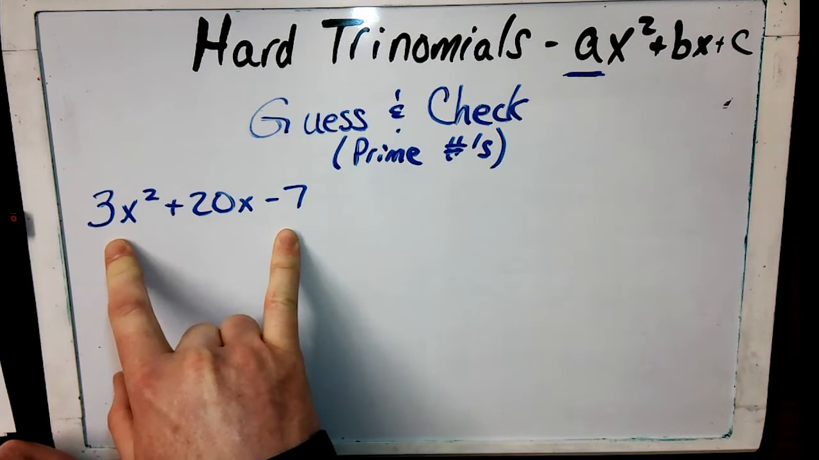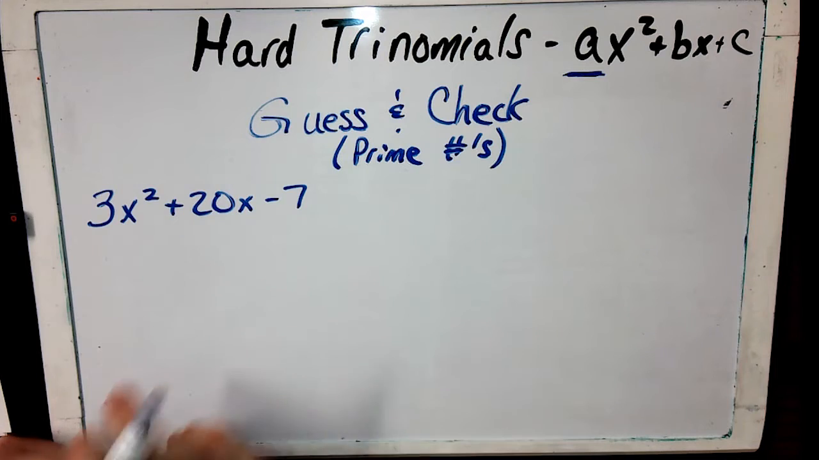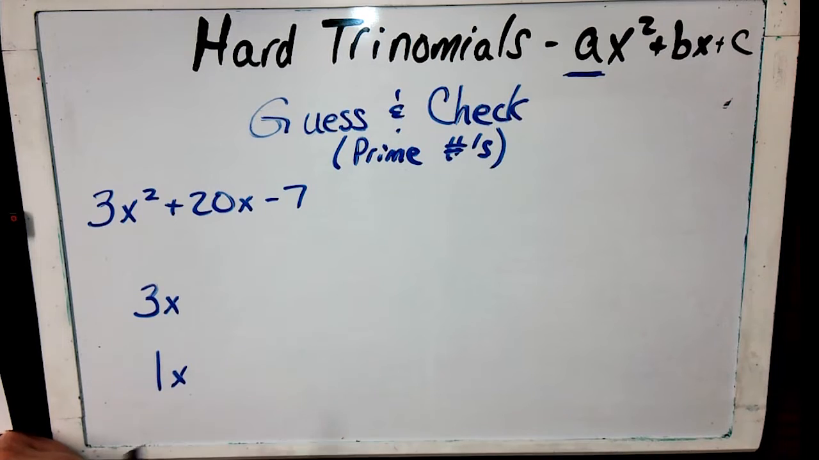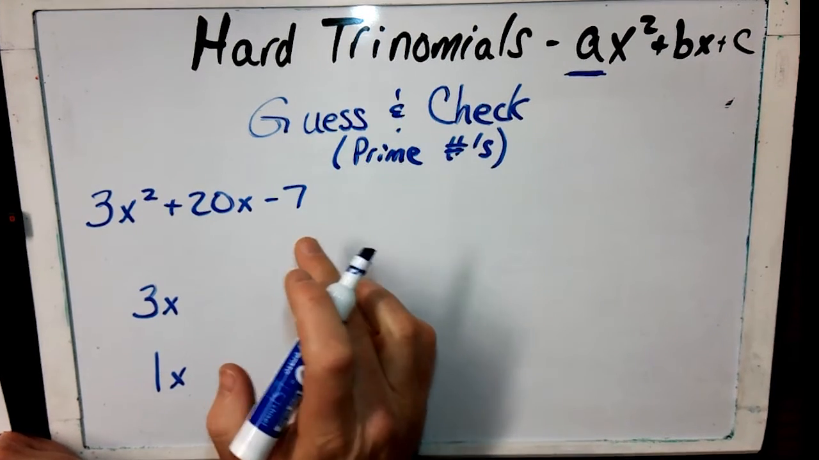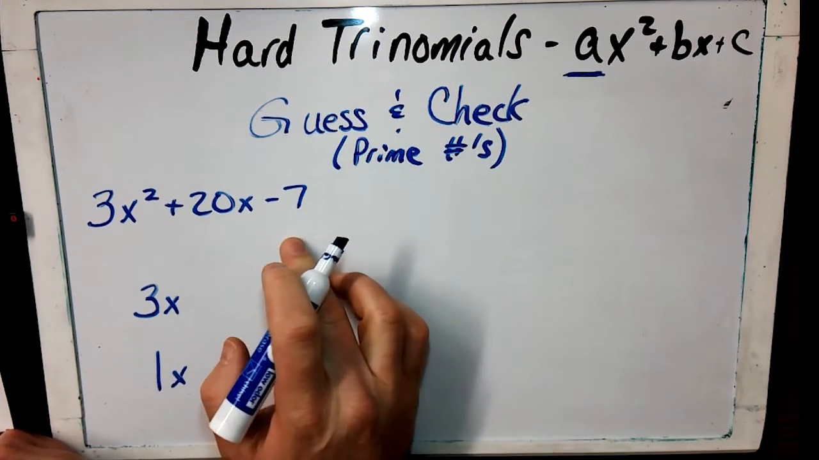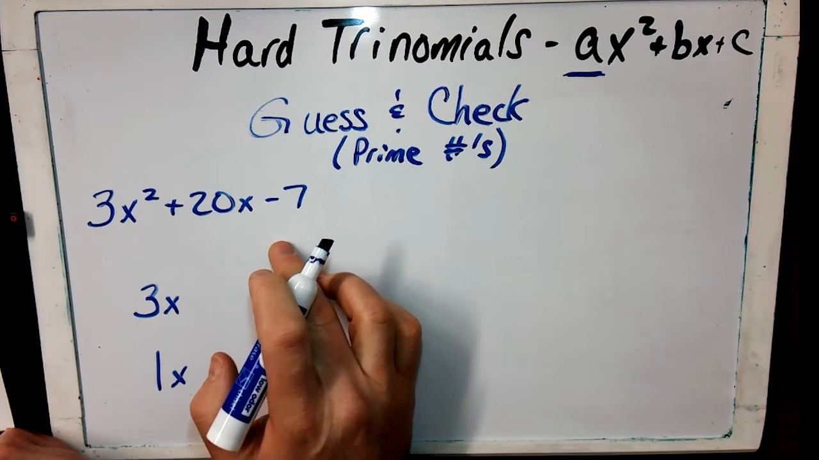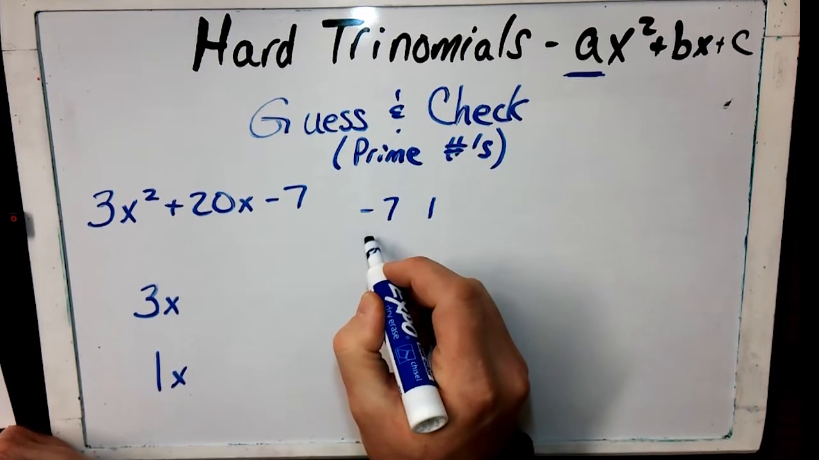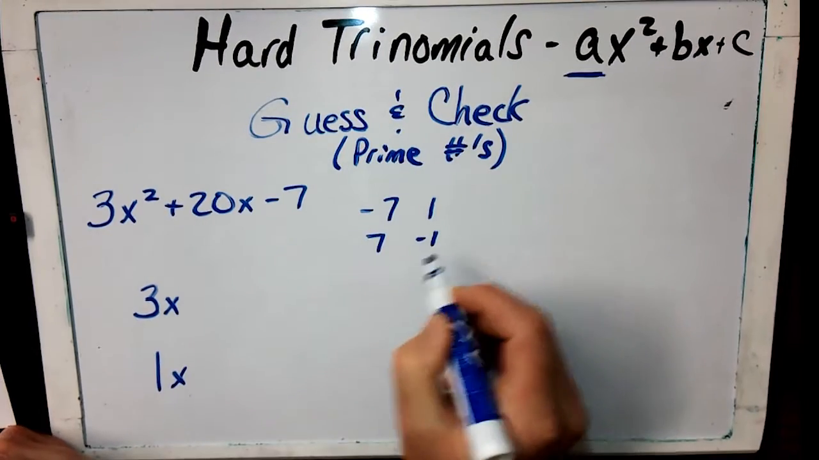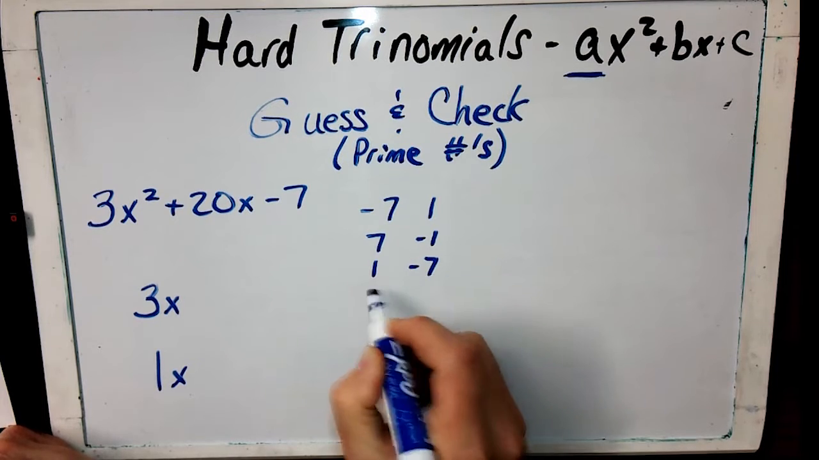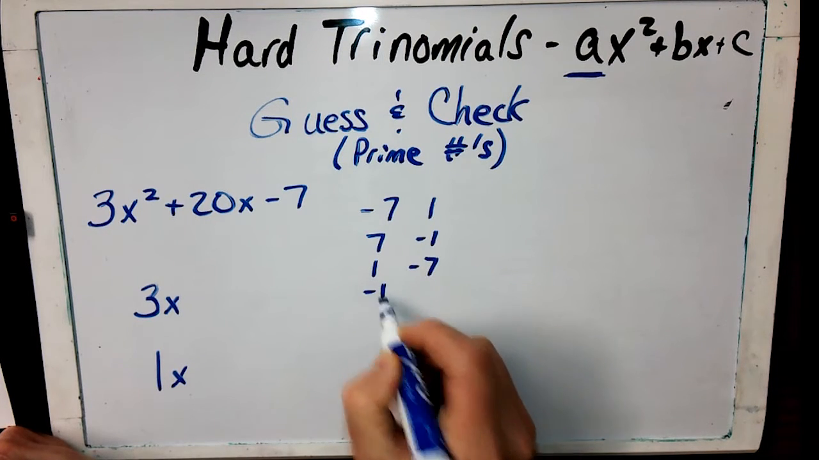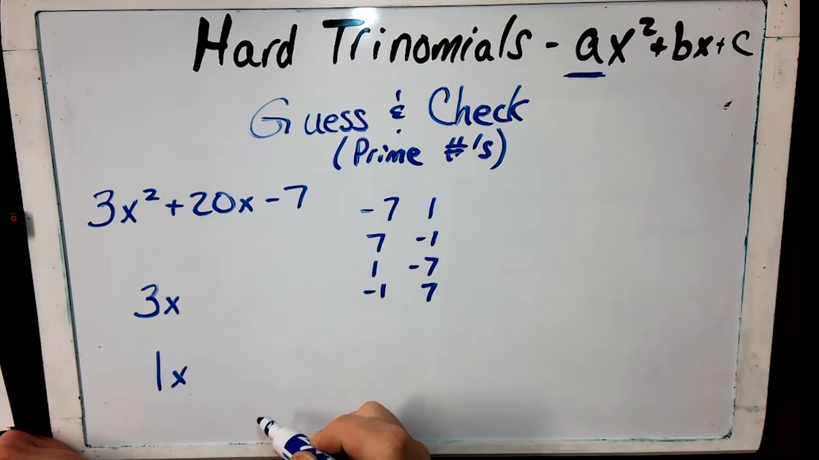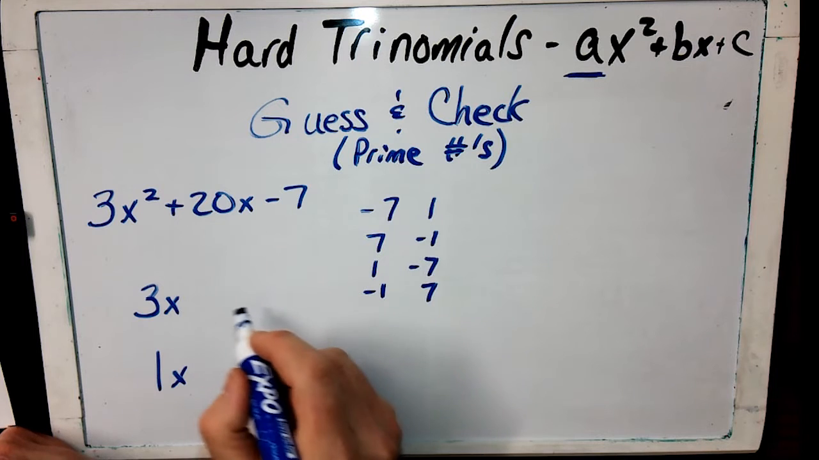So if it's prime, we only have two options to get 3. It has to be 3 times 1. Now 7, it can only be 7 and 1, but it could be negative 7 and 1, or positive 7 and negative 1. So I'll list all the options just so I have a full list. And we can even reverse the order. So 4 possible options. I don't know which one goes with which. So I'm going to start with the first one.